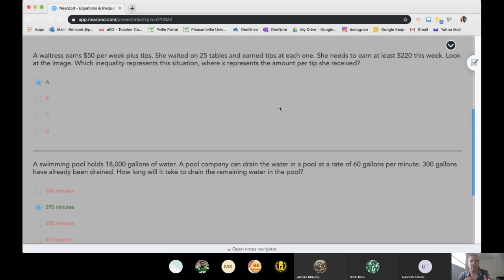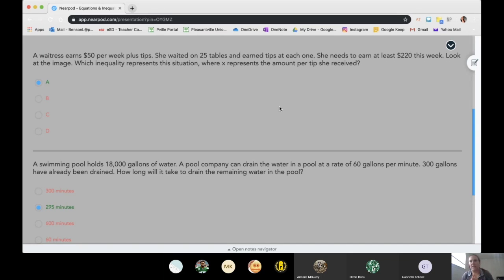So for this situation, you would take the $50 salary plus the tips. The tips would be represented by 25x because X represents the amount per tip. So if she has 25 tables, you do 25 times X, and that gives you the total amount of tips on the week. So it'd be 50 plus 25x.